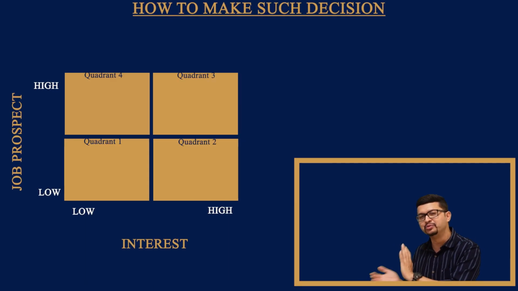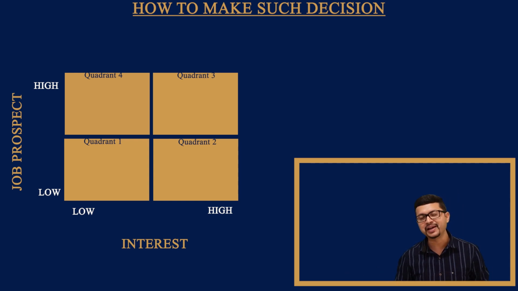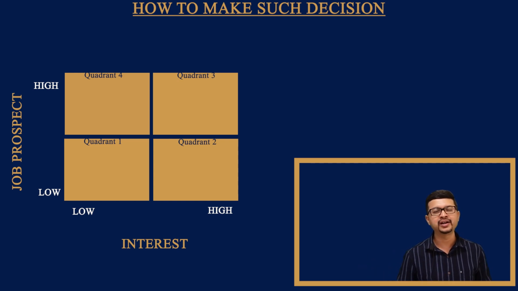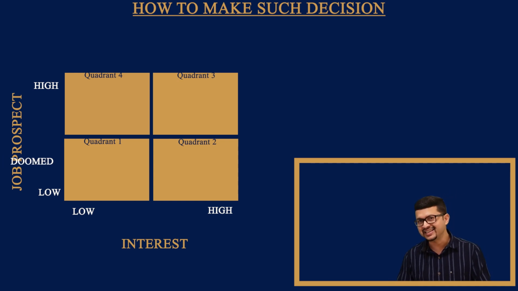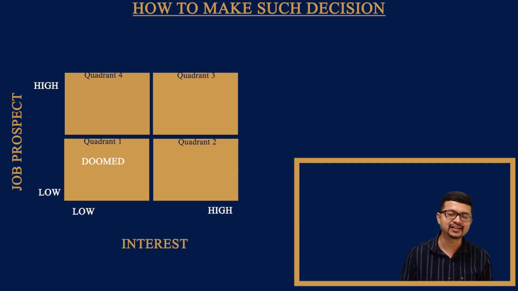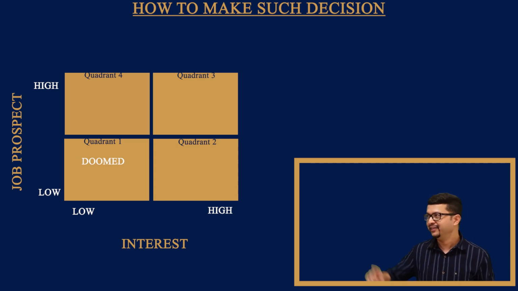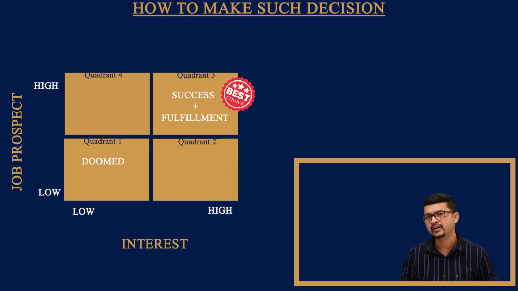So we'll see a 2x2 matrix with x-axis being your interest, y-axis being the job prospects. Now there are 4 quadrants. Quadrant 1 where the job prospects are less and your interest is less. If you choose a subject from that area, you will neither have success nor you have fulfillment. If you go to quadrant 3, you will have both, and that is the most aspired quadrant.